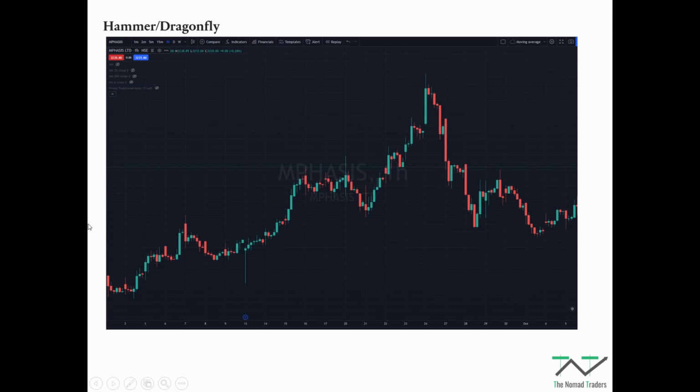In this particular example, after a short downtrend, you could see a strong dragonfly forming over here. This is followed by a series of green candles which takes the price high.